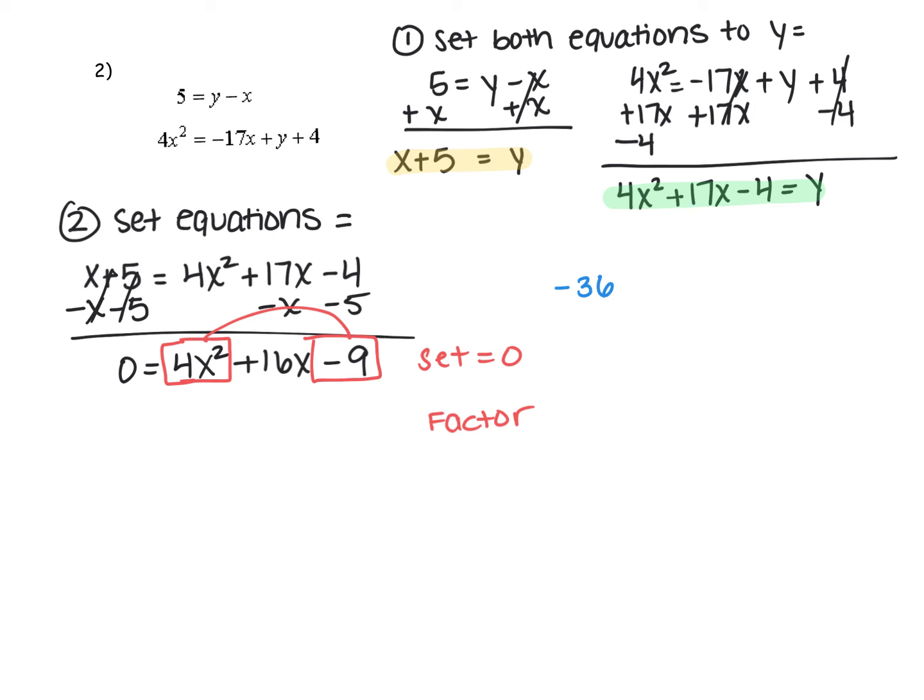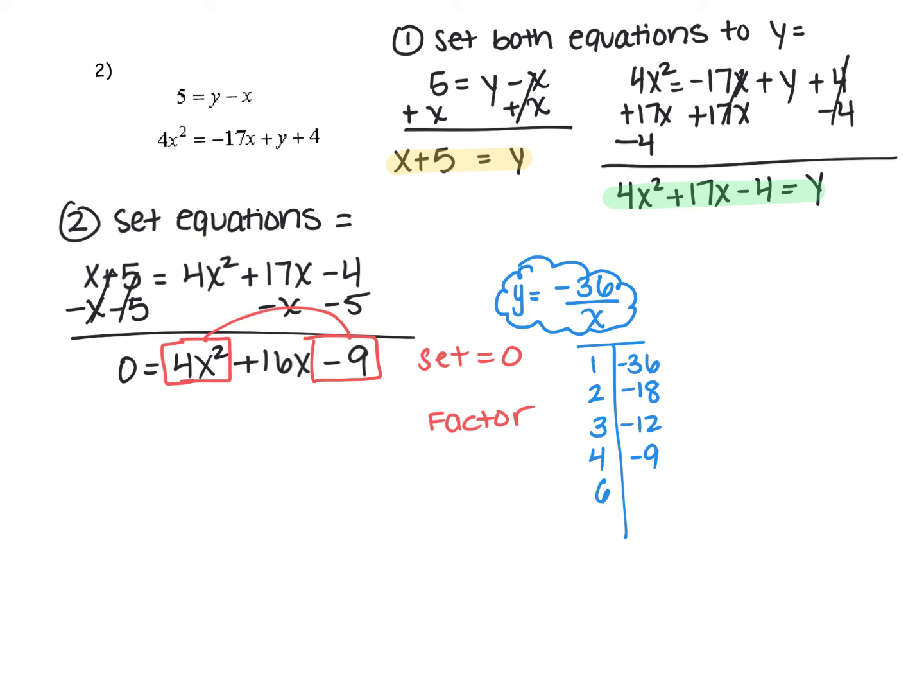So negative 36 divided by x, that's what we're going to put into our y equals, and we're going to get a table of values. Take a minute, put this into the calculator, get your table of values, and hit resume when you're ready. Okay, so you should have 1 and negative 36, 2 and negative 18, 3 and negative 12, 4 and negative 9, and 6 and negative 6.